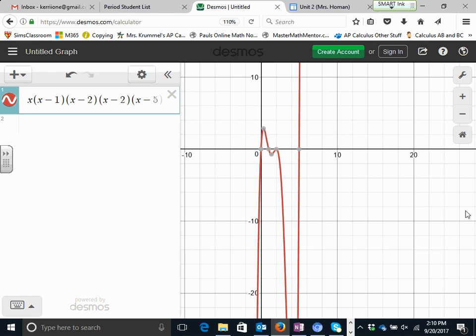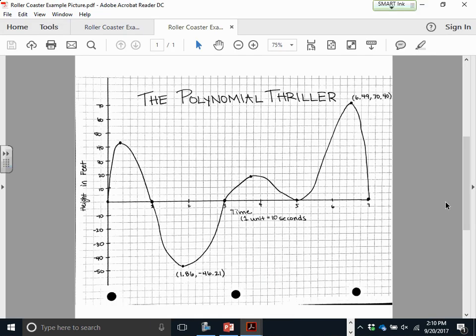I'll tell you in a minute why I want the minimums and maximums, but I do want them labeled on your graph. Let's go back to that graph. I want them labeled on your graph. So here's my minimum and here's my maximum. Now, this is bare minimum requirements right here.